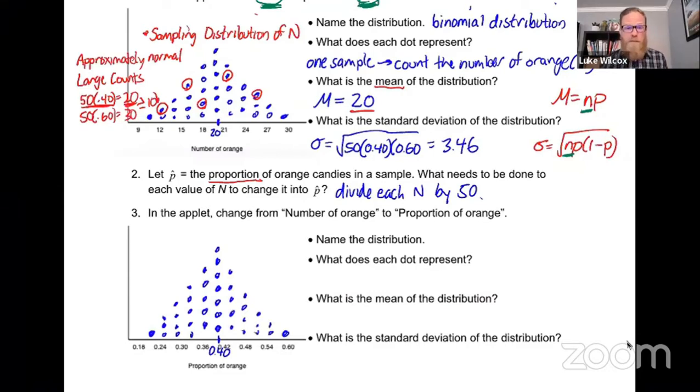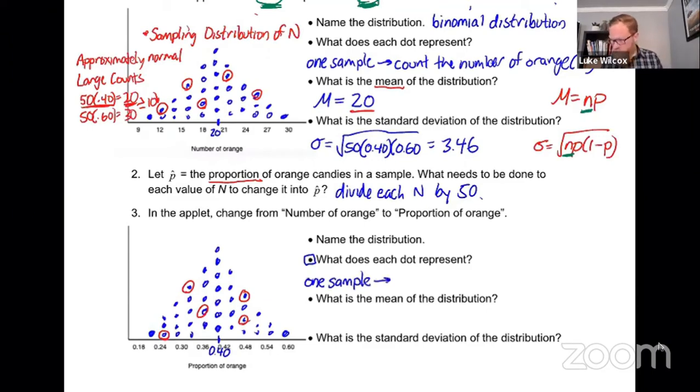All right, so there we go. So before we name the distribution, I actually want to think about this question first. What does each dot represent? So let's take, say, this dot, for example. Well, that is a random sample of 50 Reese's Pieces and the proportion of orange calculated from that sample. And this is a different random sample of 50 and the proportion calculated from that sample. And this is a different sample, and this is a different sample. So we're going to say here each dot represents one sample.